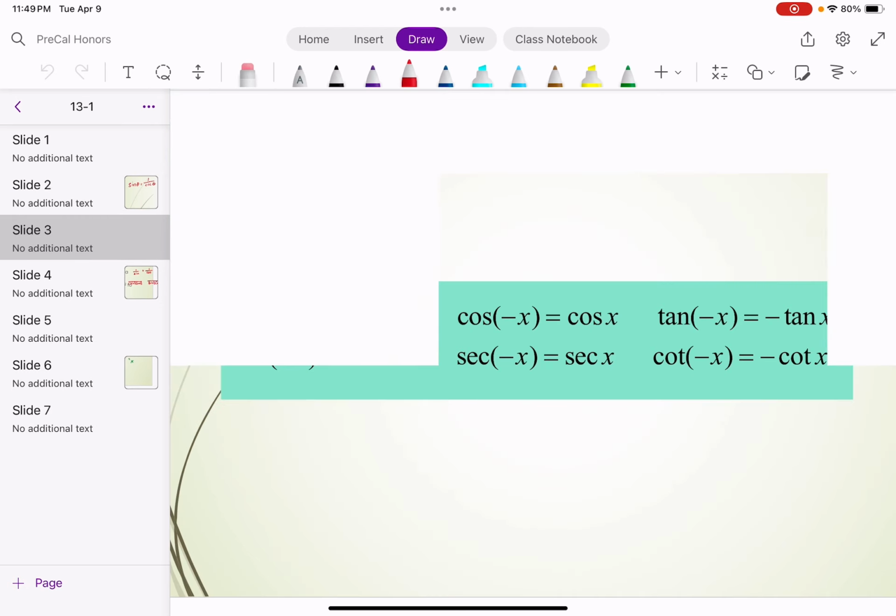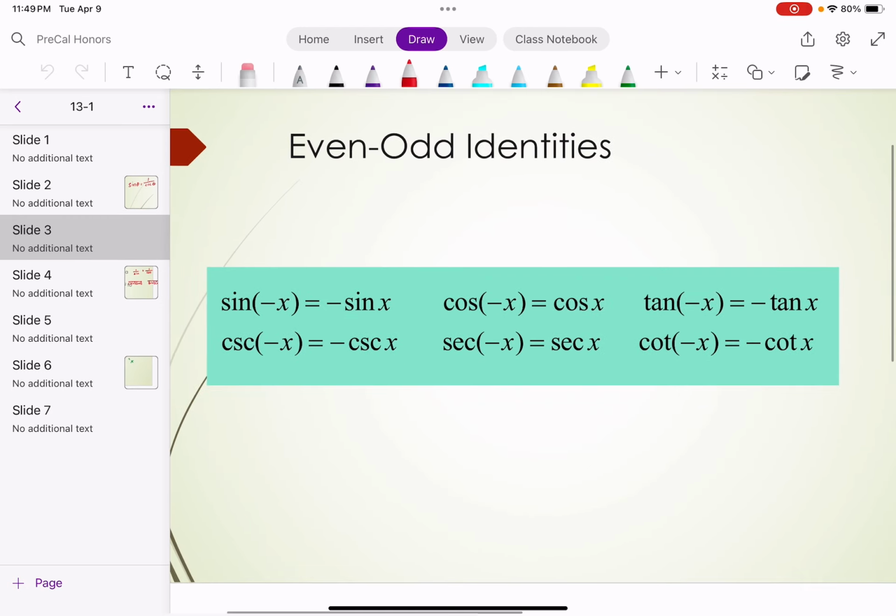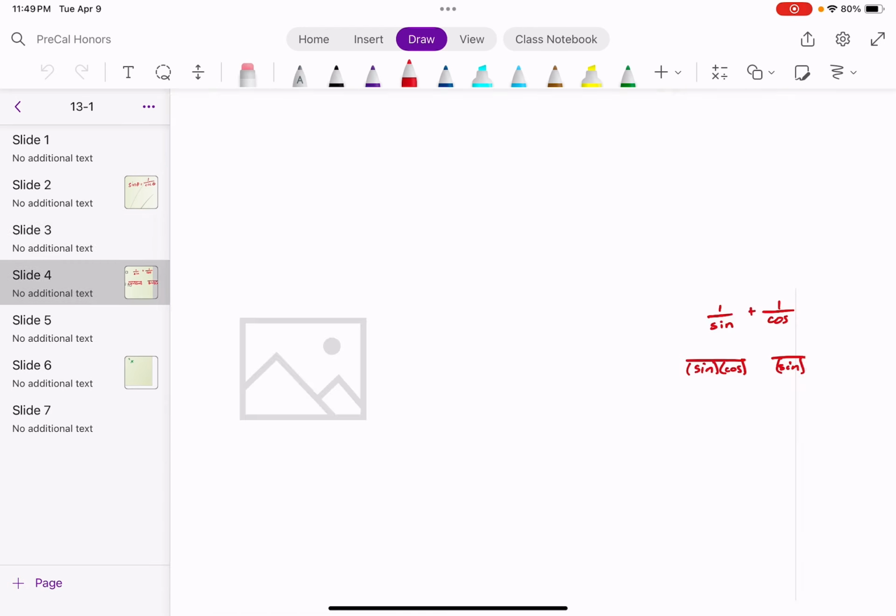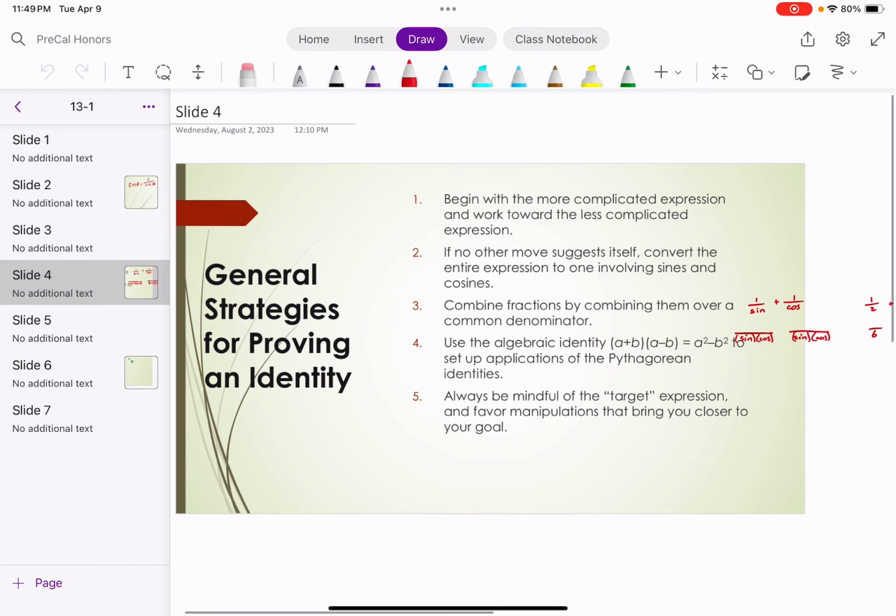Slide 3 goes over, once again, even and odd identities. And slide 4 goes over the general strategies for proving an identity. Keep in mind, the entire goal is to make sure that you are making it known that the equation you're looking at is an identity. So as we start working with some of these equations, there are certain types of processes that you will have to use.